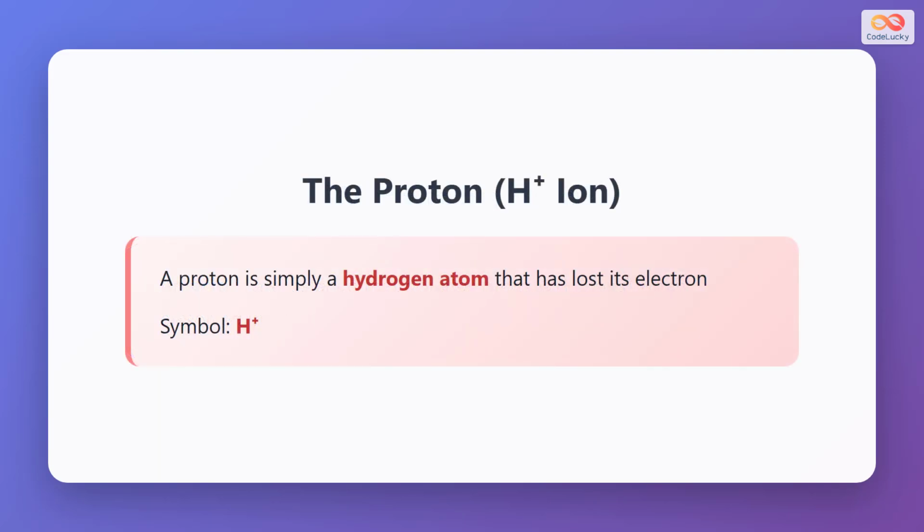So what exactly is a proton? A proton is simply a hydrogen atom that has lost its electron. When we write H+, we're referring to this positively charged hydrogen ion. It's essentially a bare hydrogen nucleus, which consists of just a single proton.